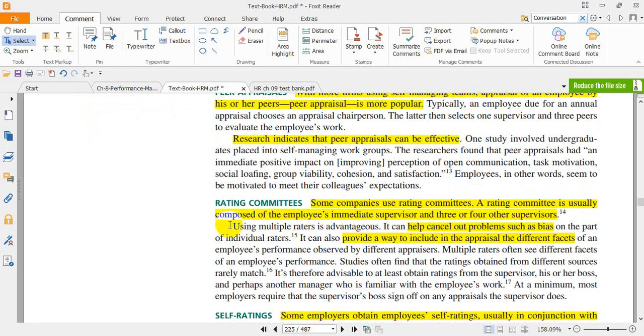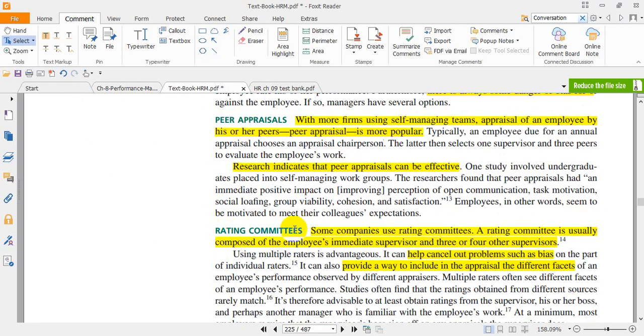Another method is rating committees. Some companies use rating committees. A rating committee is usually composed of the employee's immediate supervisor and 3 or 4 other supervisors, not only the immediate supervisor.